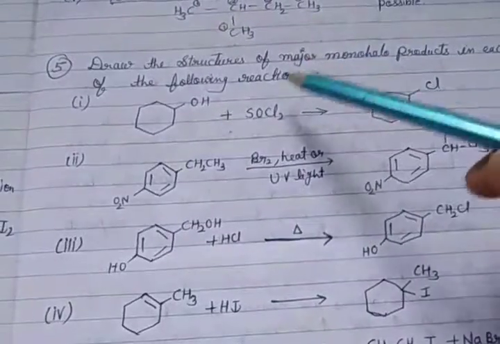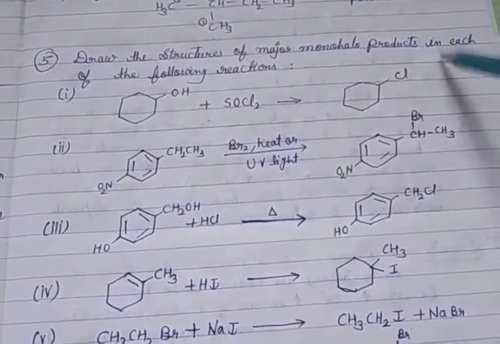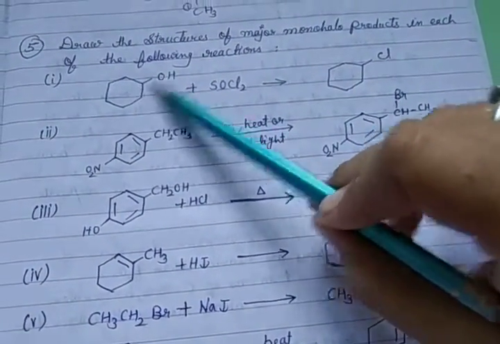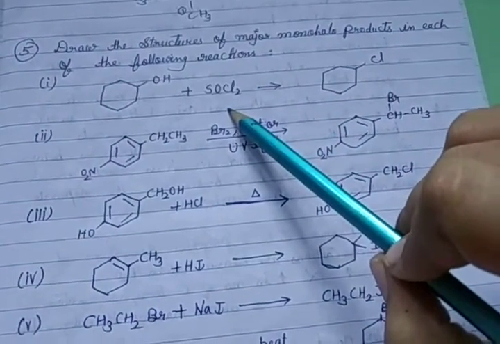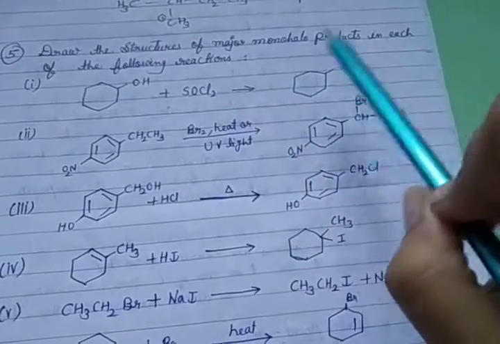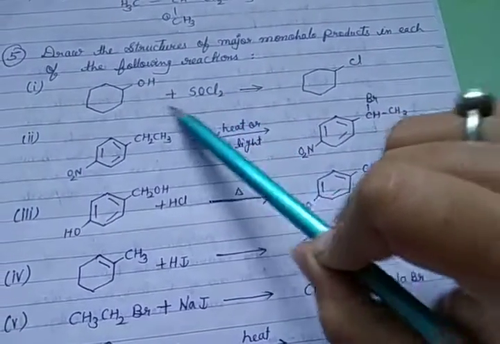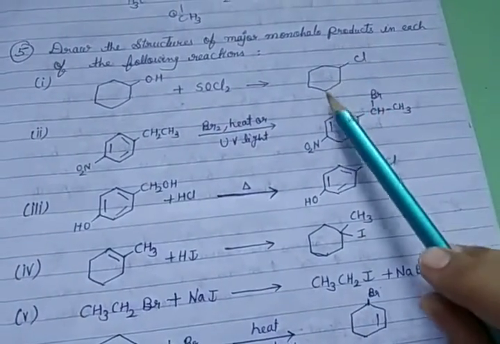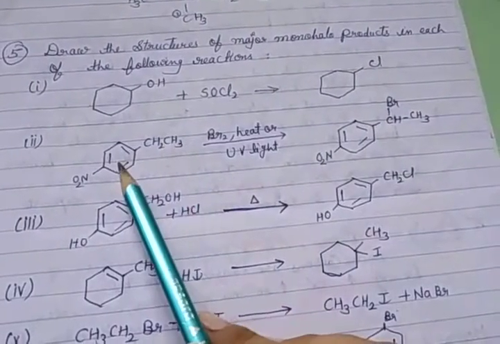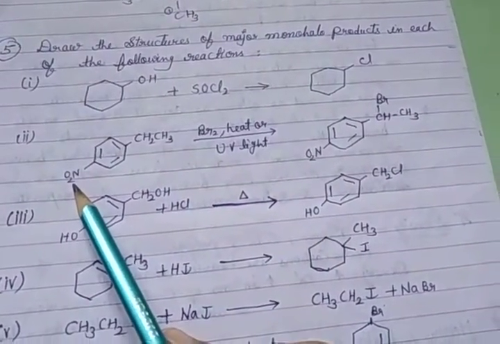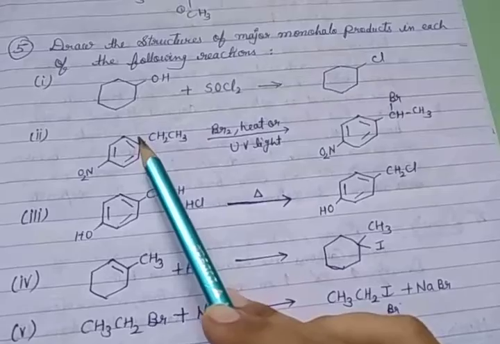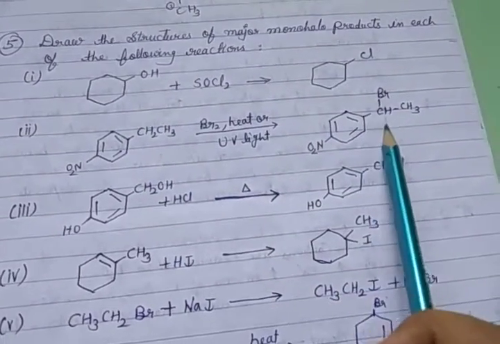Next question: draw the structure of the major monohalo product in each of the following reactions. Here you see OH attached to a ring with SOCl2, and you already know that whenever alcohol reacts with thionyl chloride, a halo compound is formed: OH is replaced and halogen attaches. So Cl attaches to the ring. Then for the next, write the product: CH2 CH3 attached to benzene, with NO2, in the presence of Br2. You already know hydrogen is replaced and Br attaches. So CHBr and CH3.